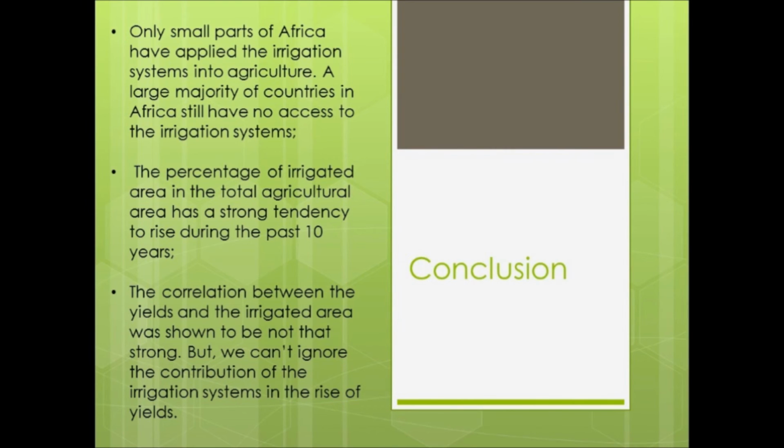The second point, the percentage of irrigated area in the total agricultural area has a strong tendency to rise during the past 10 years. The last point, the correlation between the yields and the irrigated area was shown to be not that strong. The reason is obvious, because the irrigation system can't drive the yield up independently. We still need to take more factors into consideration, things like technology, financial investment, natural resources, etc. But lastly, we can't ignore the contribution of the irrigation system in the rise of yields. Okay, that's all about our project.